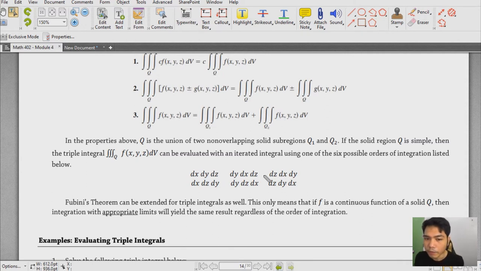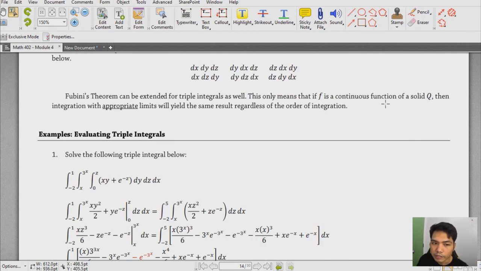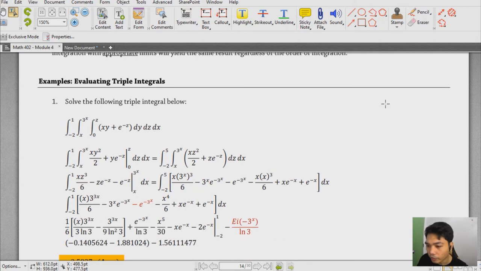Isa-isa lahat yan, no? And ito yung nagpapakomplicate lagi kasi paano pag iba yung order mo. So, syempre, dapat you have different limits pero that should yield the same results for the volume. Okay, so let's evaluate a triple integral here. So, simple lang naman ang pag-evaluate ng triple integral, just perform normal integration starting from the innermost part.